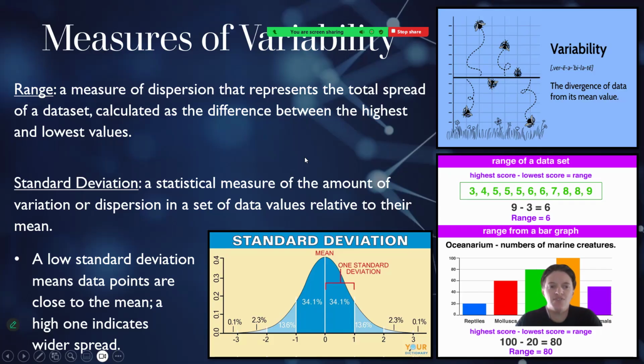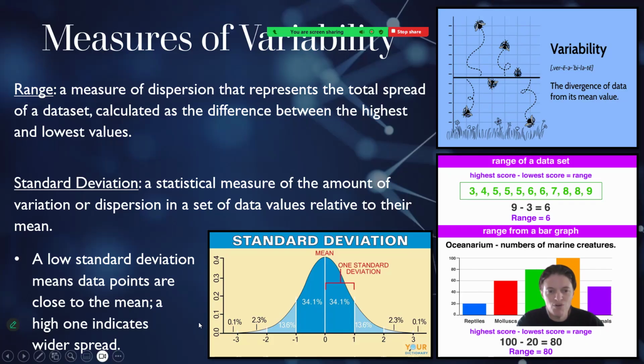In terms of standard deviation, this is a statistical measure of the amount of variation or dispersion, variability in a set of data values relative to their mean. And so a low standard deviation means that data points are really close to the mean, and a high one would indicate like a higher spread, right?